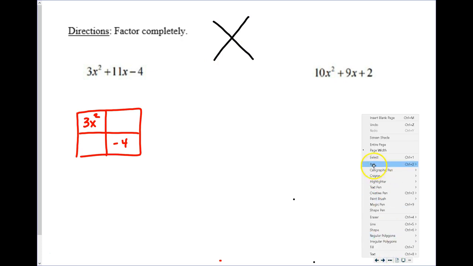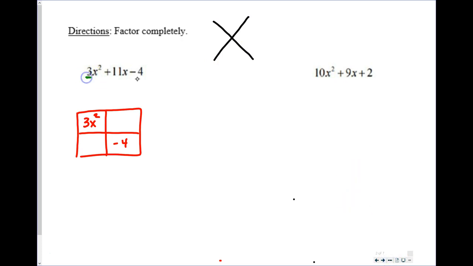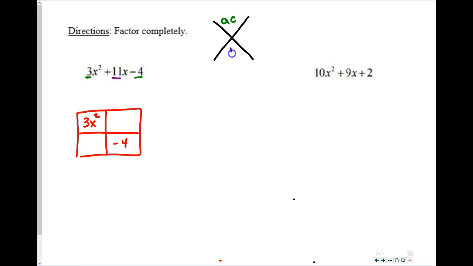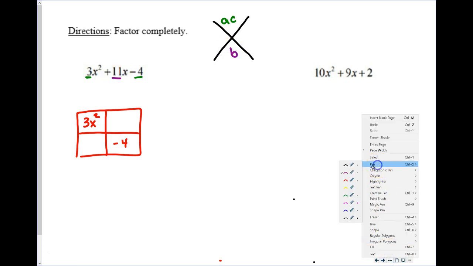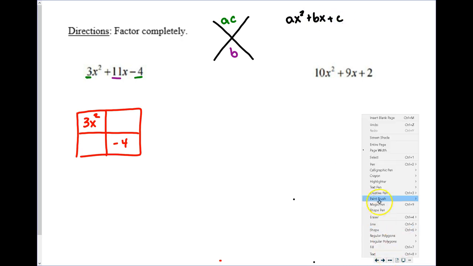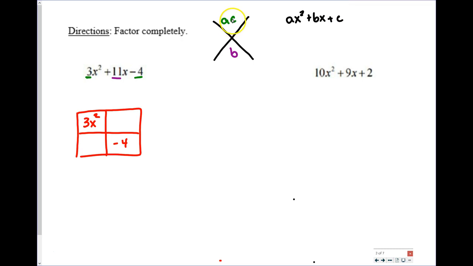However, now instead of just having negative 4 up top, you're actually going to multiply the first and the last on top. I'm going to call this a times c. Okay? And then you're going to put the same thing as before, that middle term, 11, on the bottom. And I'll rewrite this so it's a little bit easier to see. Remember, standard form looks like this, right? ax squared plus bx plus c. So you multiply the first and the last number, and that goes up top. And then you put the middle number on the bottom. Same thing, the middle number always goes on the bottom. Okay? So let's try this with this first problem.